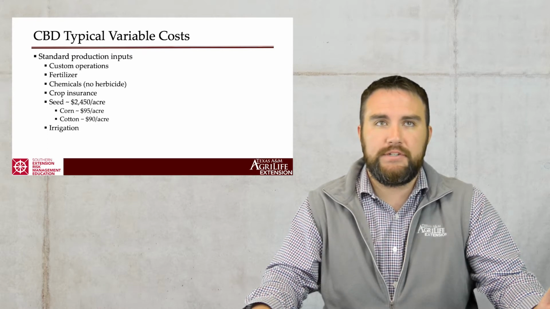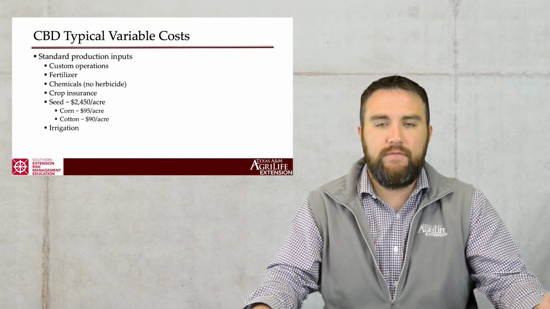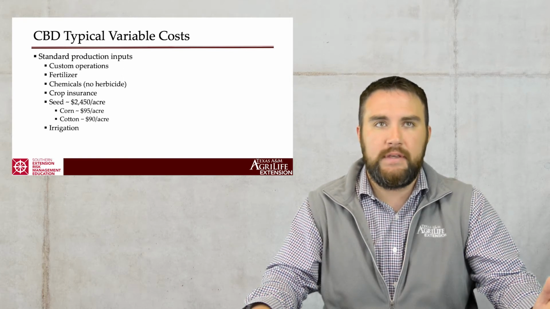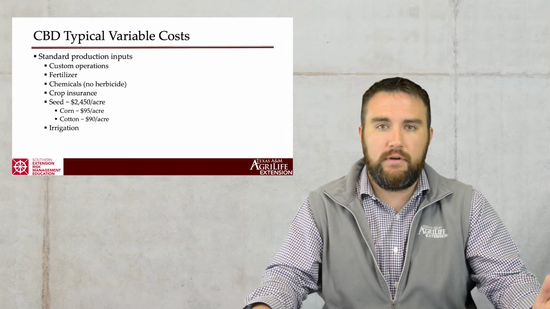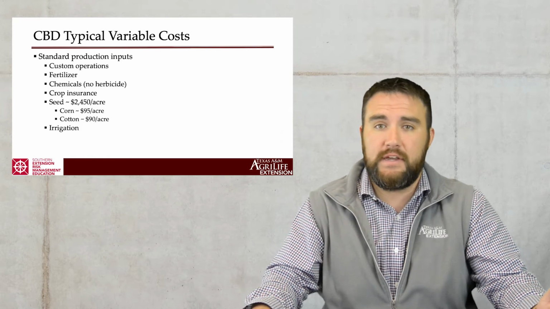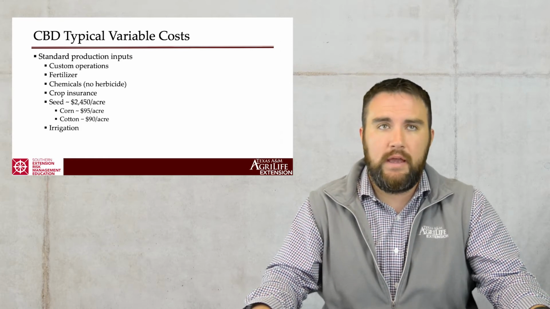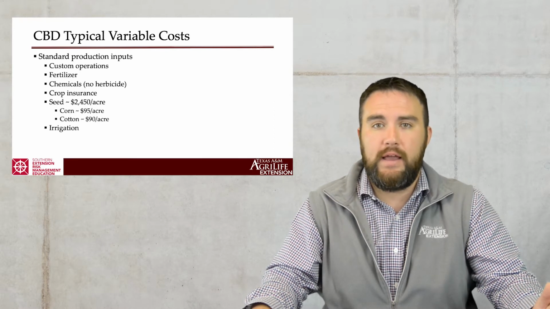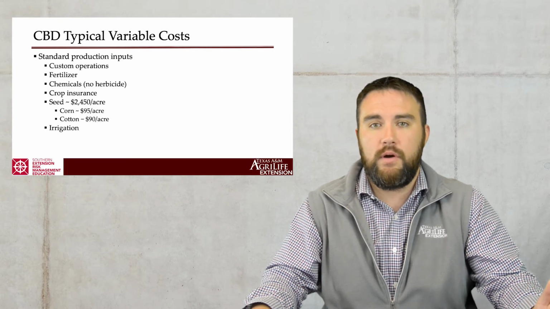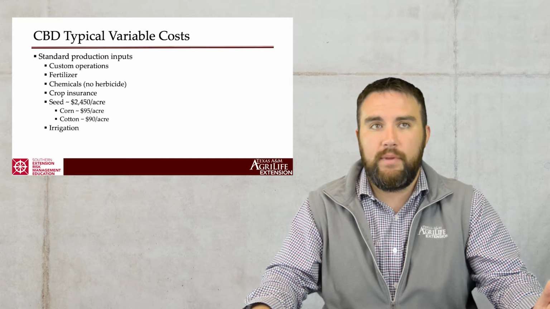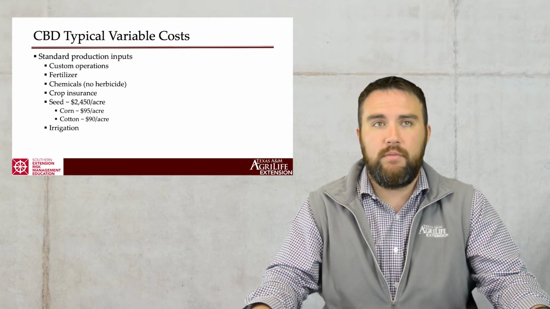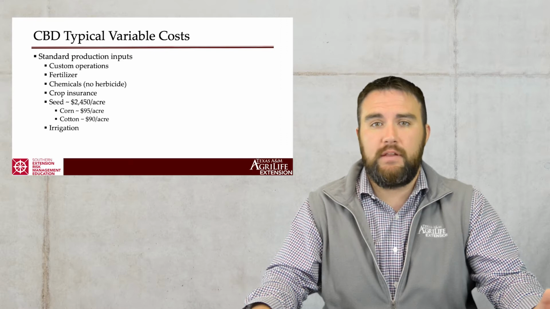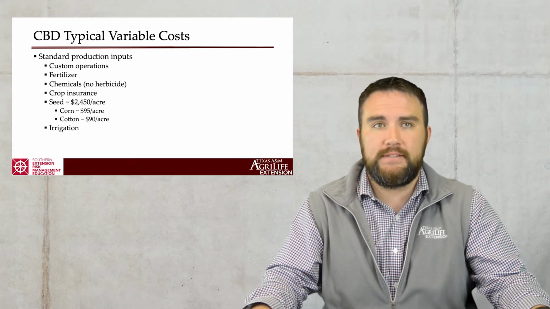So CBD production does require standard inputs that we'd find on any of our other AgriLife budgets. Custom operations, which are things like having a field custom plowed or custom harvested, fertilizer application, chemicals. There's a wide variety of chemicals that may be applied, but right now we have no herbicides that are marked as available for hemp, though other chemicals are available. Crop insurance, which is available in certain counties for hemp in the state of Texas, and seed.